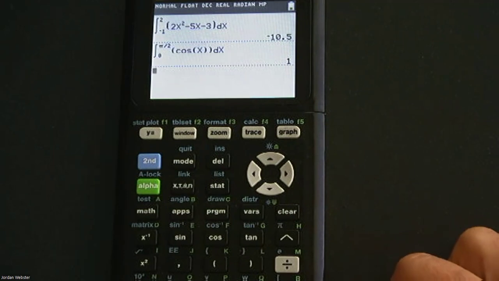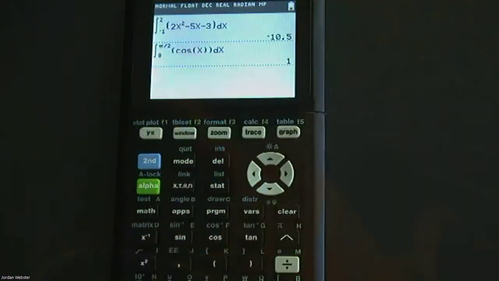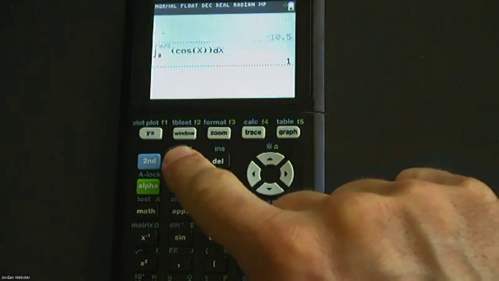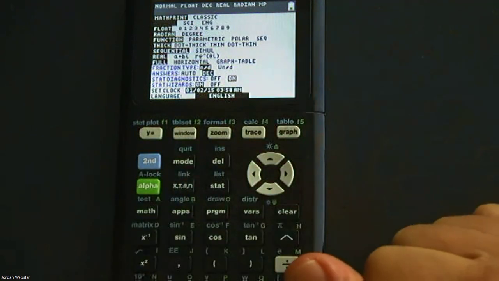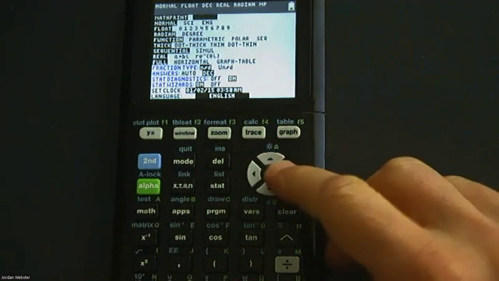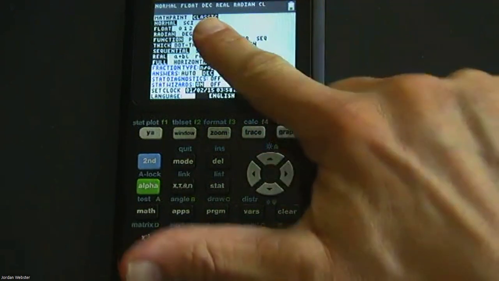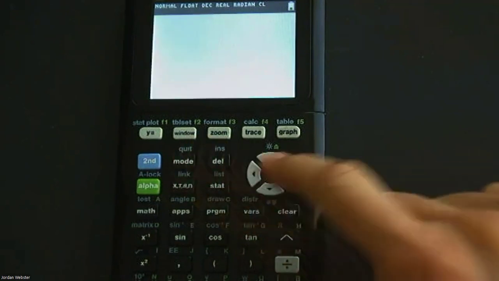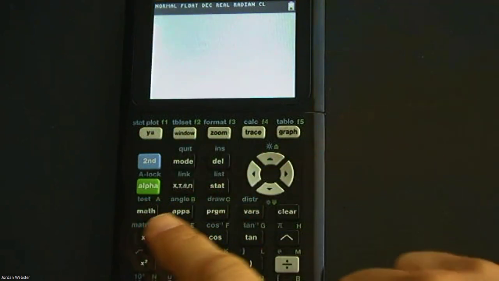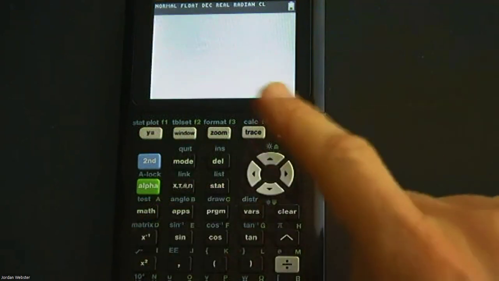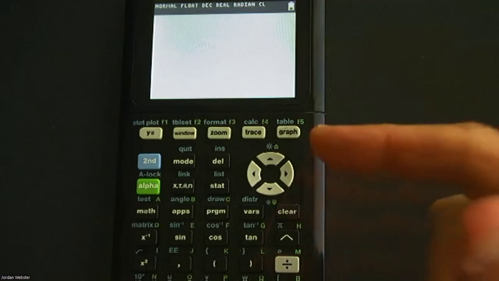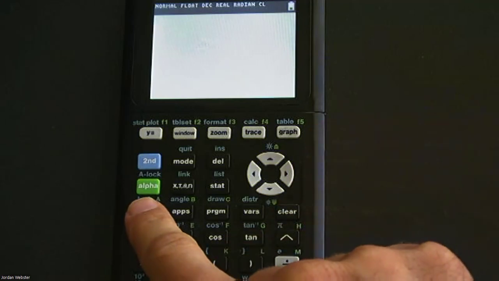Now, one quick thing, I'll do it on these two examples. If your calculator doesn't have the option for math print, if instead it just has the classic print option, then things will look a little bit different, but definite integrals can be calculated in the same steps.